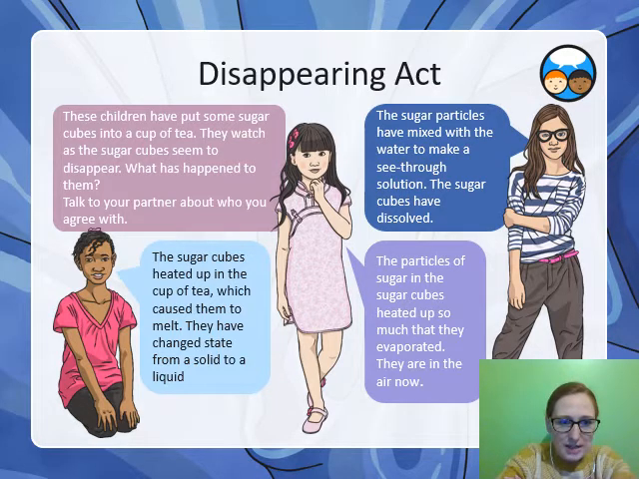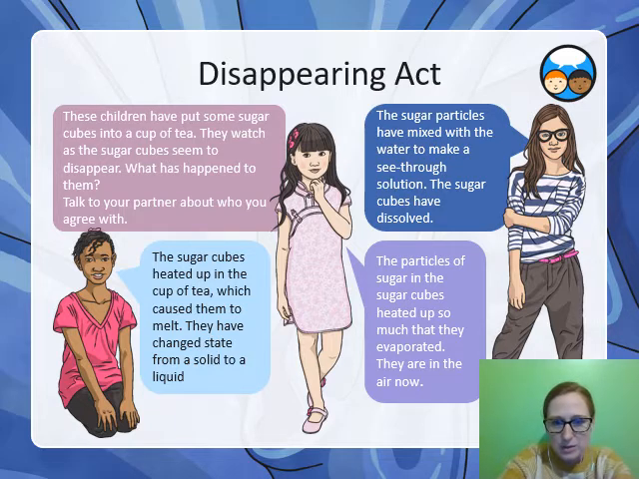The sugar cubes heated up in the cup of tea, which caused them to melt. They have changed state from a solid to a liquid. So is it the heat that's causing the sugar to melt? Then we've got the young lady standing up with the blue speech bubble, blue-purple colour. The sugar particles have mixed with the water to make a see-through solution. The sugar cubes have dissolved. So are they mixed together at a particle level?